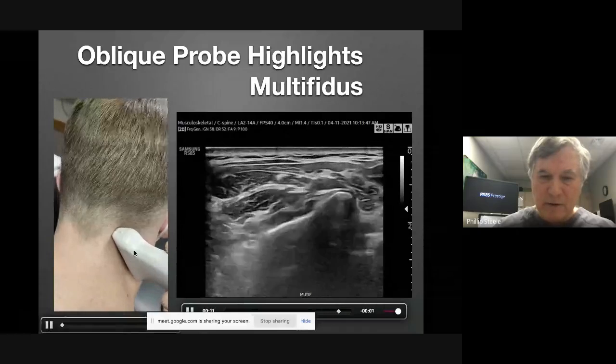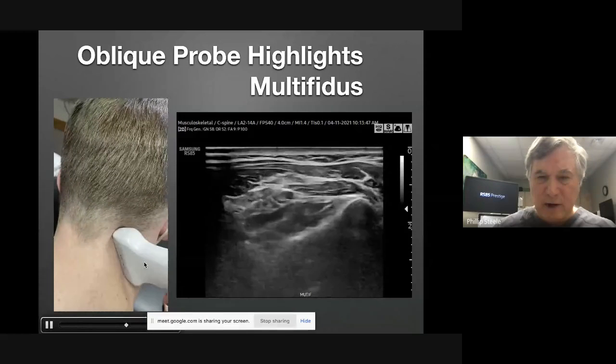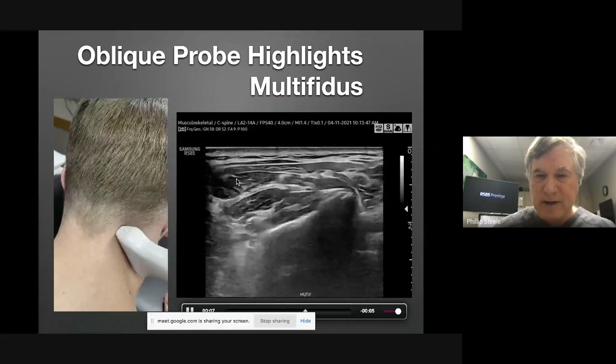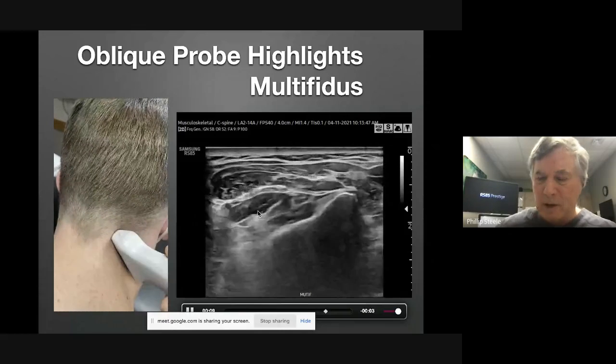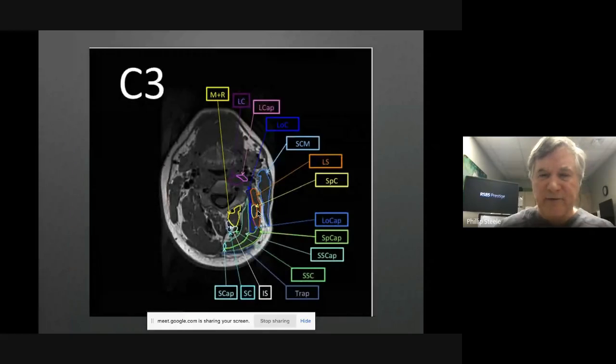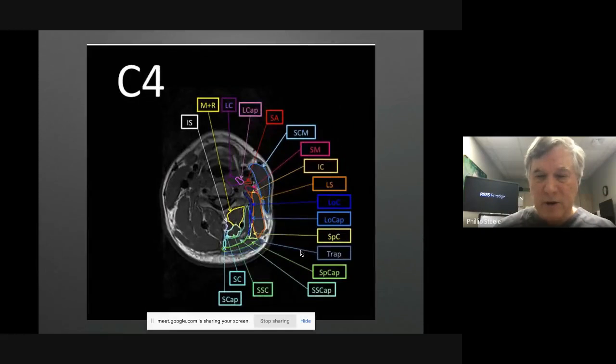By using this technique of dialing the bottom end of my probe, I can highlight different layers. I can see Semispinalis Capitis, Splenius Capitis, trap. That's an important technique to learn to help identify. So we can keep going down. I'm not going to belabor going through each one of these. You can do this on your own time.